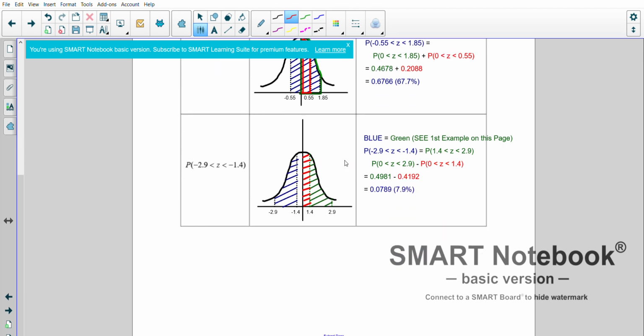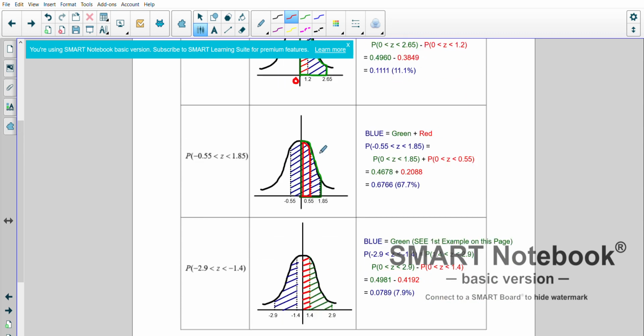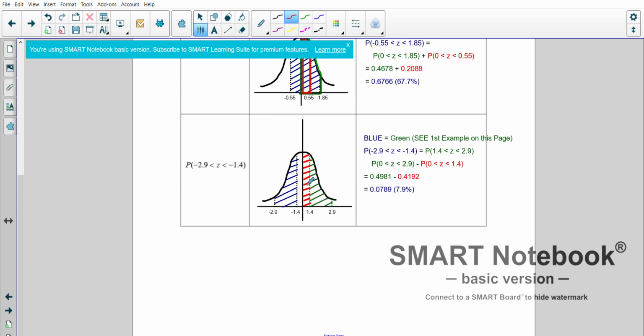And lastly, just in terms of going through these examples before we get into word problems, I have two negative z-scores. And hopefully, as you can pick up by now, anytime you have a negative z-score, you have to flip it using symmetry so the z-scores are positive. So if I want between negative 2.9 and negative 1.4, that's going to be the same as finding between 1.4 and 2.9. The blue shaded region equals the green shaded region. And we did an example like this, I believe, right up here.